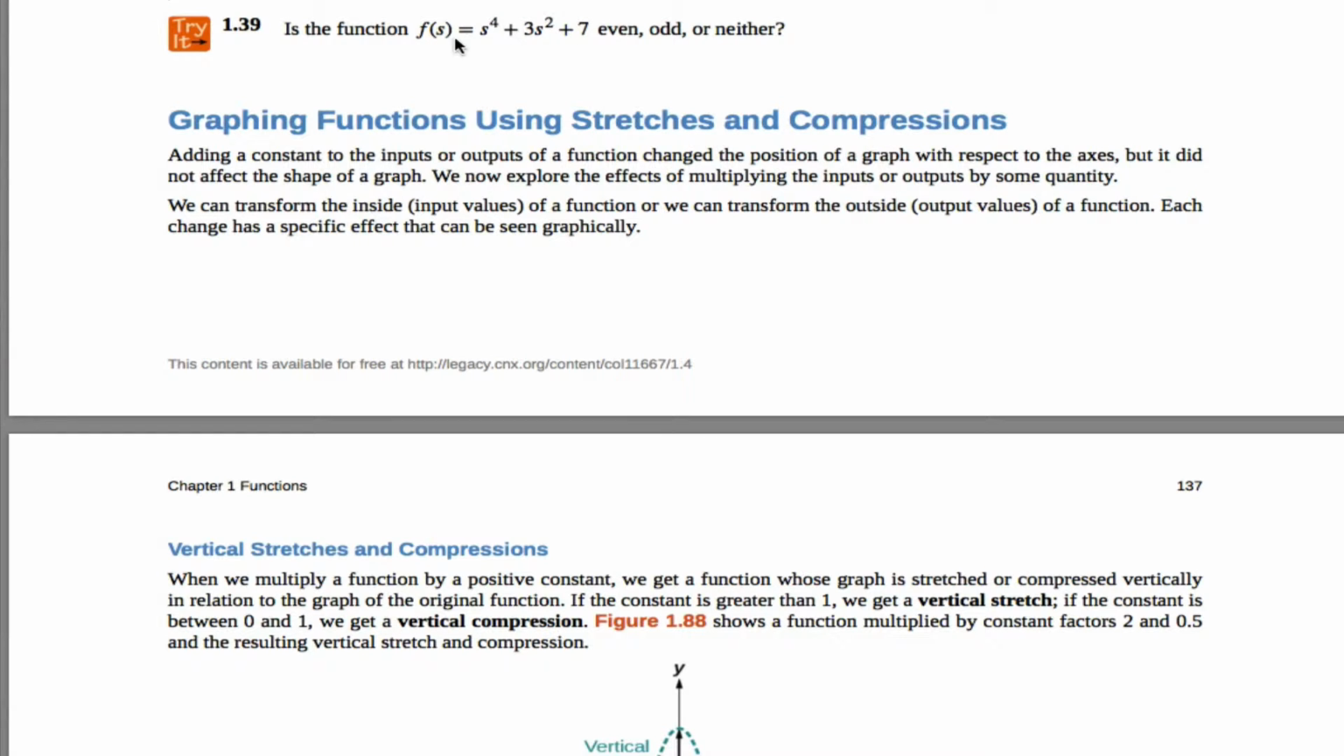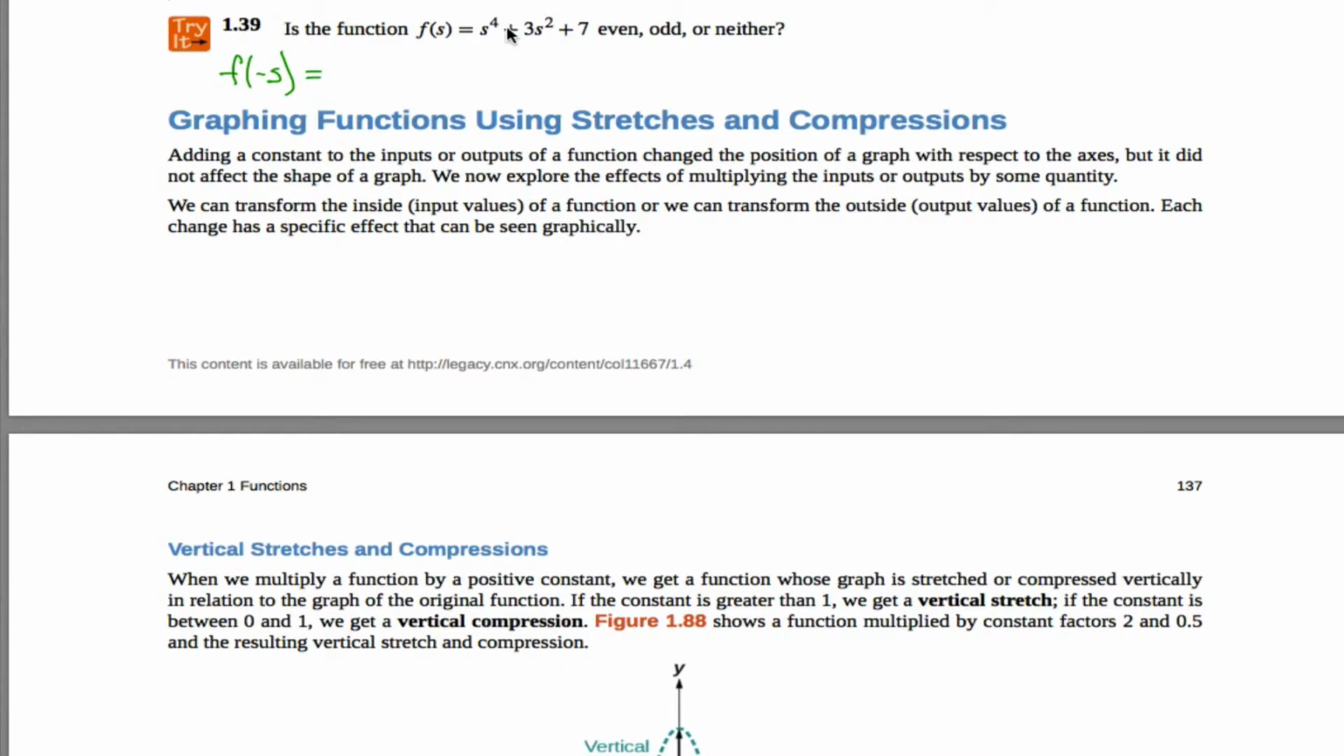All right, here's a function. We're using s as the input for some reason. And the question is, is it even, is it odd, or is it neither? Same thing. Anytime I'm determining whether something is even, odd, or neither, I first figure out f of negative x, although my input in this case is s, so I guess I'll figure out f of negative s.